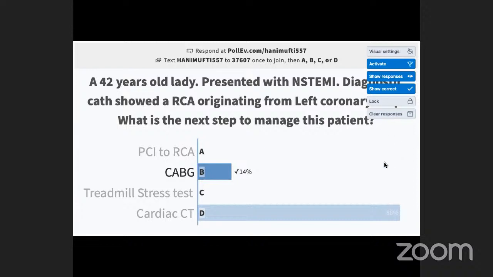No. She has a STEMI with an anomalous coronary artery, so she needs definite intervention. What is the definite intervention? PCI cannot be done. There's no point in having a treadmill stress test because she's already stressed and she has a troponin leak. And cardiac CT will help you a little bit with the anatomy, but at the end of the day, anyone above the age of 25 will end up with a mammary to their RCA. Clear?